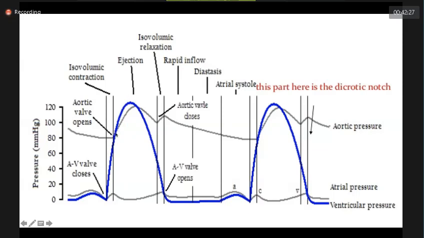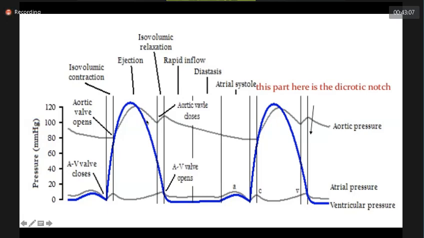Rarely you may see a small dot where the aortic valve opens, but most of the time you won't appreciate that. Similarly, on the right side, the pulmonary valve opens at this point. From here to here is isovolumic contraction, where the contraction happens between closed AV valves and closed semilunar valves. Once the semilunar valve opens, blood is ejected into the respective arteries, and this is the first phase of ejection and the second phase of ejection.